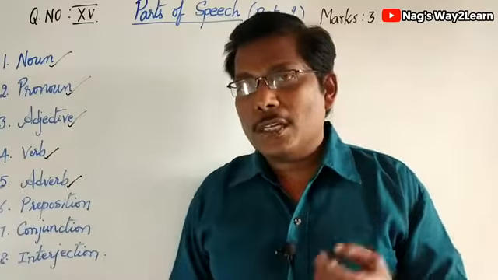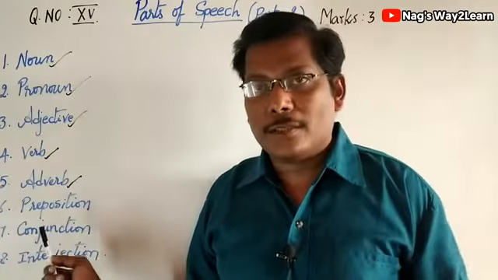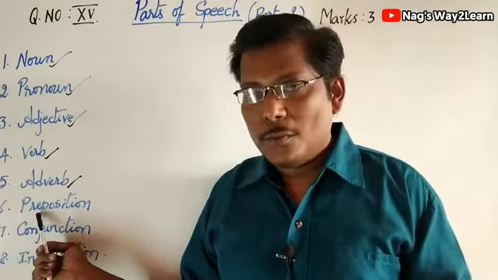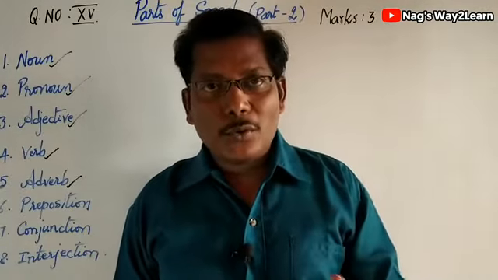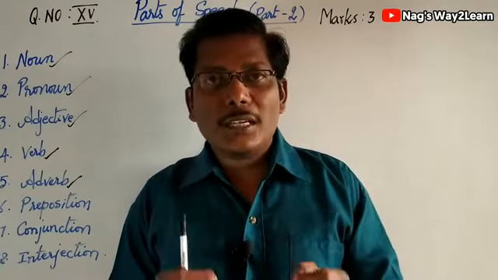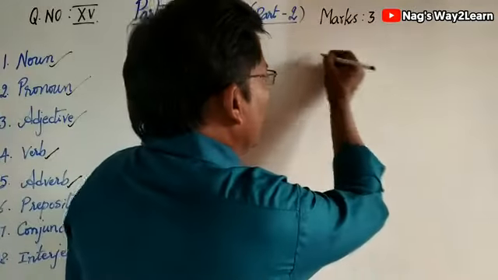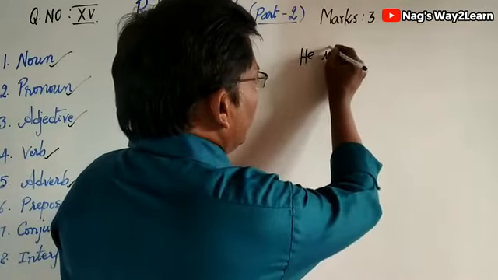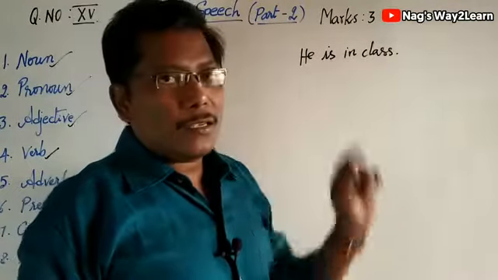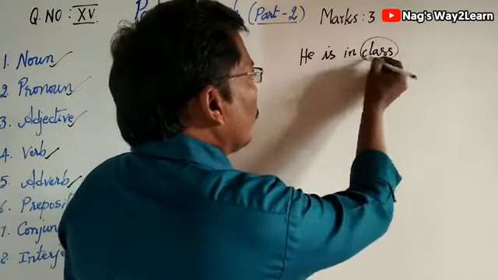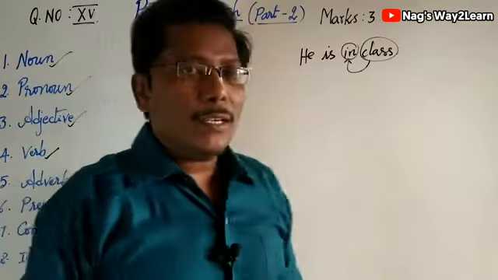Preposition. So you already know that pre means before, position means place. Pre means before, position means place. Preposition means the place before. The place before a noun. That means a preposition comes before a noun. Okay, for example, you see this. He is in class. If you say that he is in class, here class is a noun. You can find a word in before this noun. So in is called preposition like this.